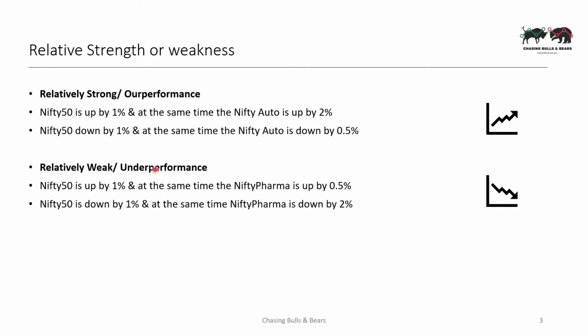What is relatively weak, or how to read underperformance? In this case, let's assume Nifty 50 is up by 1%. At the same time, Nifty Pharma is up by only 0.5%. That means Nifty 50 has gone up more than Nifty Pharma, so Nifty Pharma is relatively weak to Nifty 50. Also, if Nifty 50 falls by 1%, and at the same time Nifty Pharma falls by 2%, this is also a sign of weakness. This shows that Nifty Pharma is underperforming Nifty 50. So now you got the concept of relatively strong stocks and relatively weak stocks.